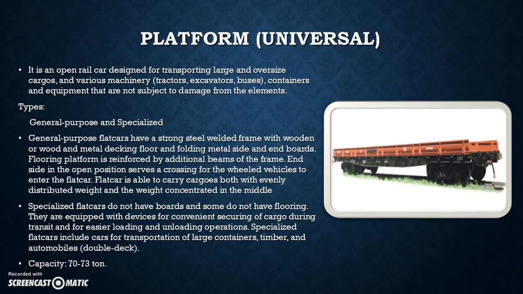Flat cars designed for carrying machinery have sliding chain assemblies recessed in the deck, which I mentioned already. Flat cars are used for loads that are too large or cumbersome to load in enclosed cars such as bulk cars. They are also often used to transport intermodal containers or trailers as part of intermodal freight transport shipping. And it can be divided into different types like general purpose and specialized, as you can see. And its capacity is between 70 to 73 tons.